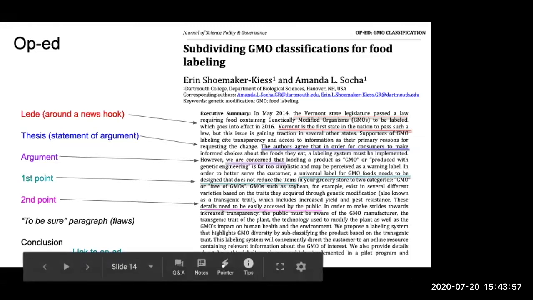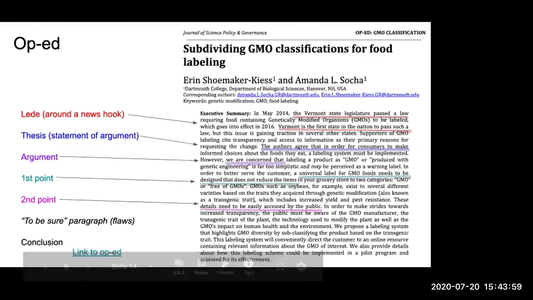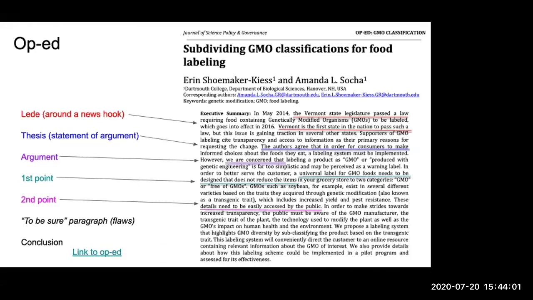And then at the end, the recommendation, it's saying that we propose a labeling system that highlights GMO diversity, etc. So it's a very good example of how this is sort of unpacked here. And the last part is what they call in this article the "to be sure" paragraph, which is essentially anything where you preempt your potential critics by acknowledging the flaws in the argument and address counter arguments.